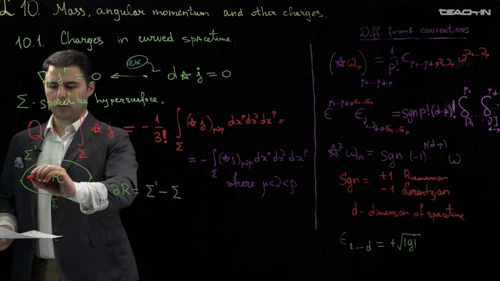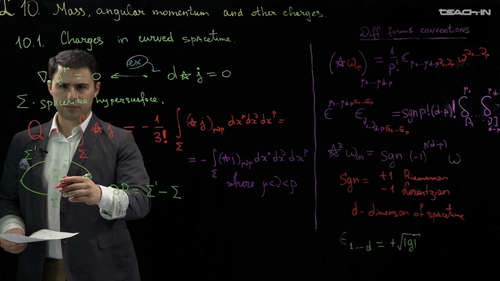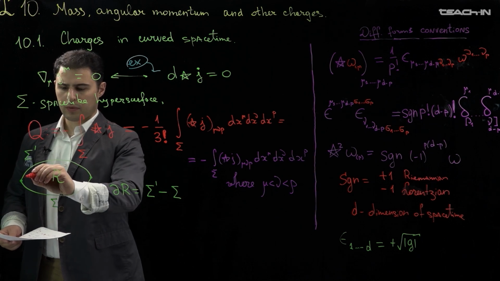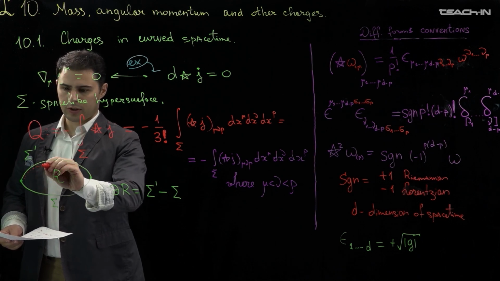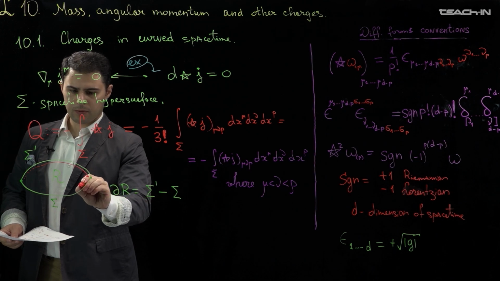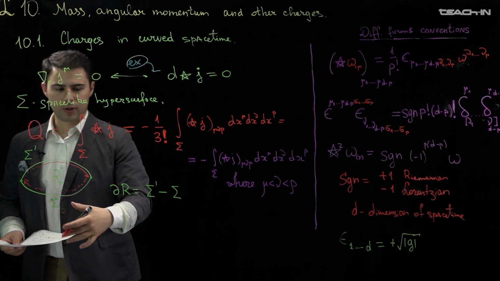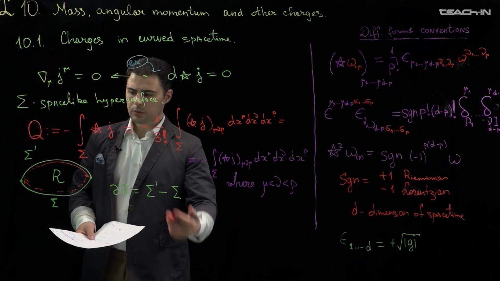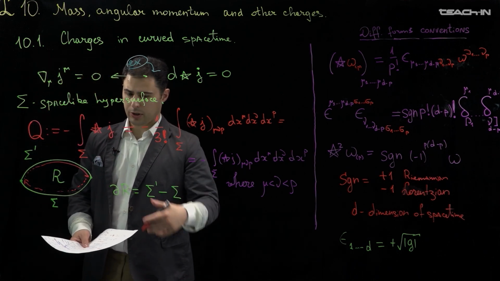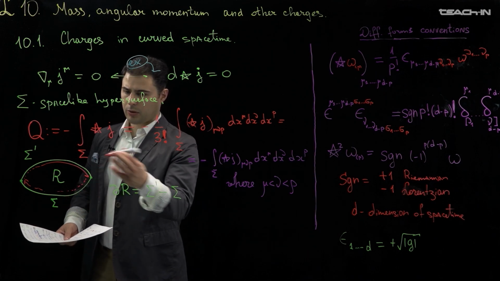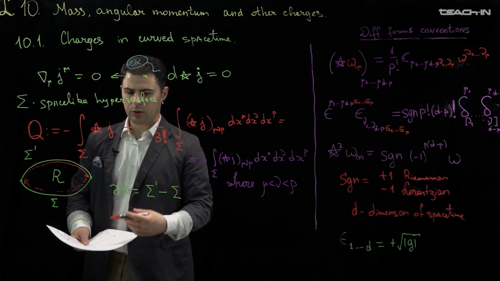So we can say that we go in the clockwise direction, and then we go back along sigma, which then inverts the orientation on sigma. So we are going in sigma prime minus sigma to complete the contour.